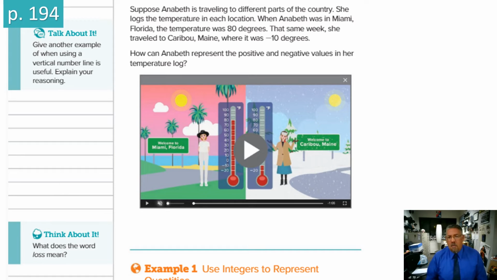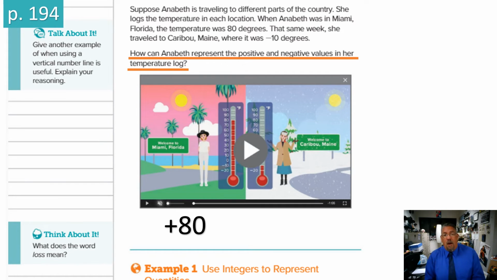Well, when it talks about 80 degrees, it doesn't say it's positive or negative. So we have what we call an assumed positive. If it gives us a value and doesn't indicate whether it's positive or negative, we just assume it's positive. So I would write it down as a positive 80. When it gives me my negative temperature in Caribou, Maine, it already shows me the negative number, so I would write it down as negative 10.